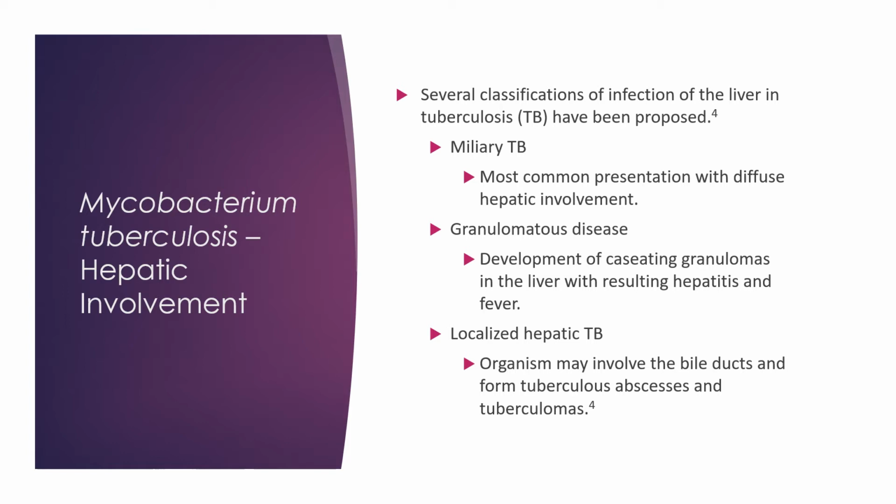And there have been some classifications of hepatic involvement suggested. Miliary presentation is most common, where there is diffuse hepatic involvement. However, there is granulomatous disease described, where you can develop caseating granulomas in the liver with resulting hepatitis and fever. But there's a third entity, localized hepatic TB, where you can have bile duct involvement and you can form tuberculous abscesses or tuberculomas in the liver, more focal abnormalities.